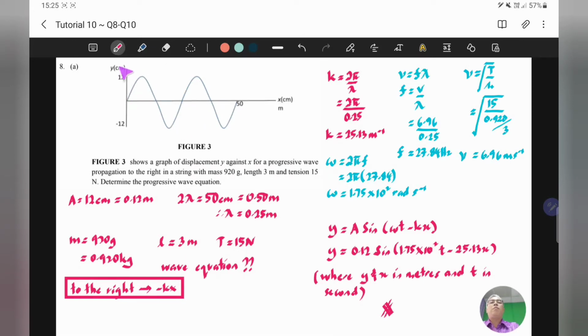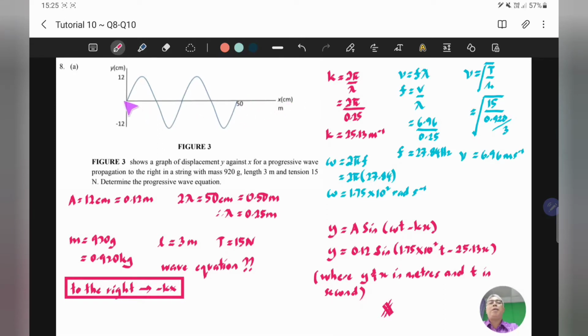Basically, from the graph, the values given are 12 centimeter and 50 centimeter. So we need to know what these values are. The 12 centimeter represents the amplitude of the particle, which is oscillating upwards and downwards. So this is the maximum displacement of the particle, which is the amplitude. So the amplitude is 12 centimeter. We just convert it to meter, giving you 0.12 meter. Okay, and then 50 centimeter is also given here. What value is that?